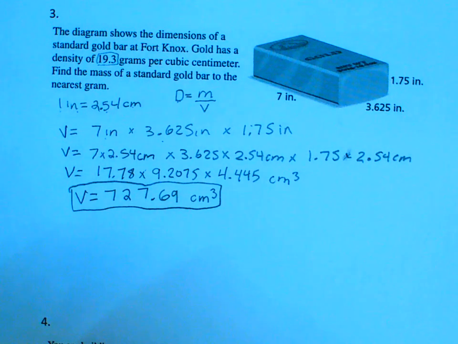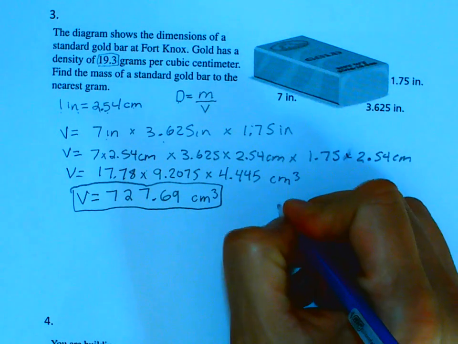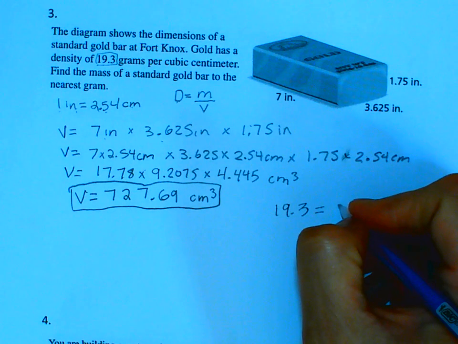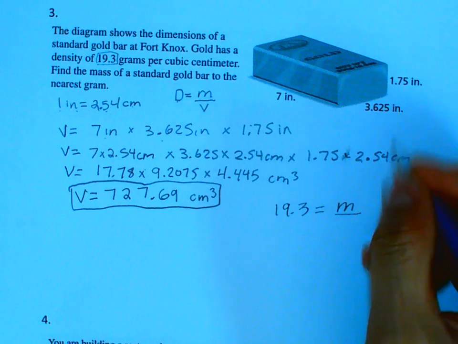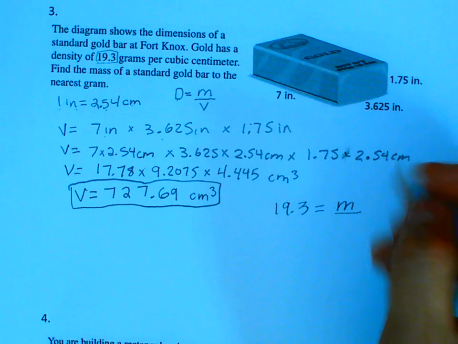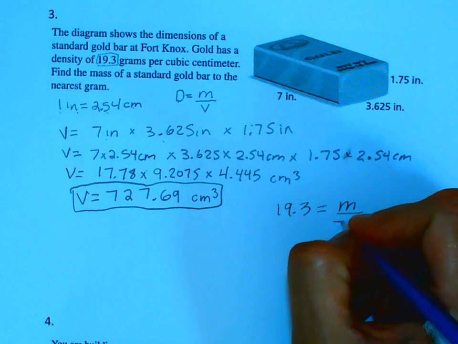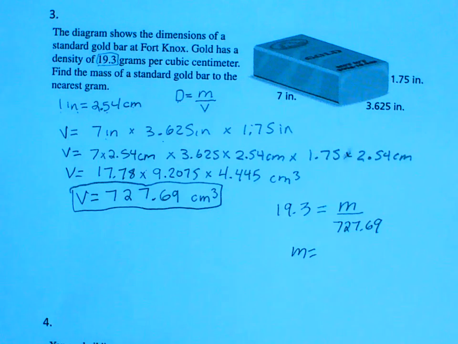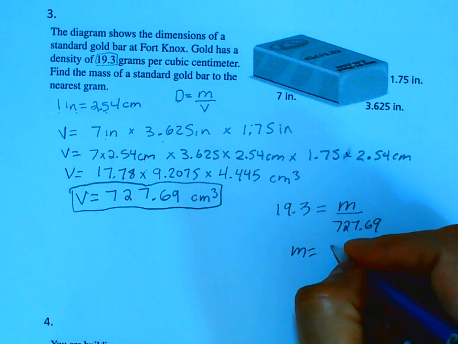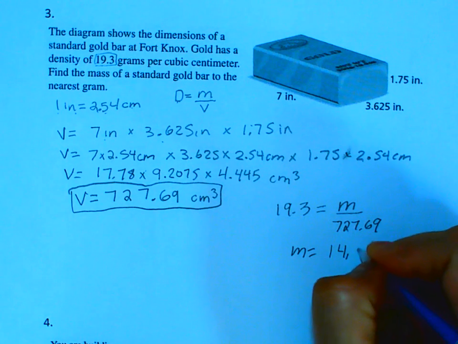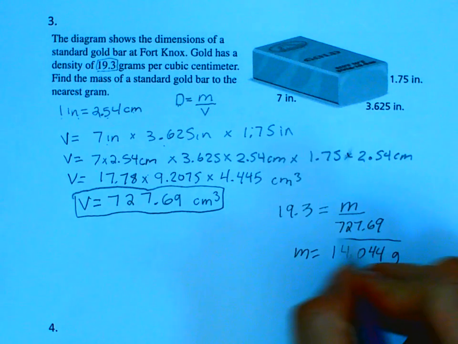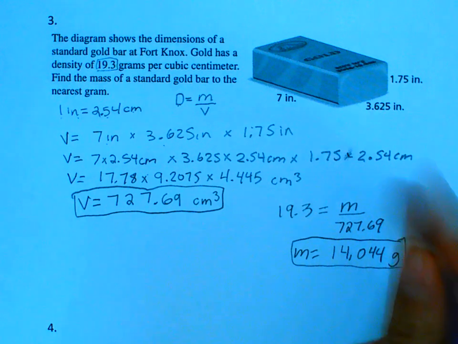So let's substitute the values in now. For the density, that's 19.3. The mass, that's unknown. Now I'm leaving out the units, but we know it's going to be in grams. And this is going to be 727.69. So when I cross multiply, I'm going to get the mass to be about 14,044 grams. So this is the mass of this.